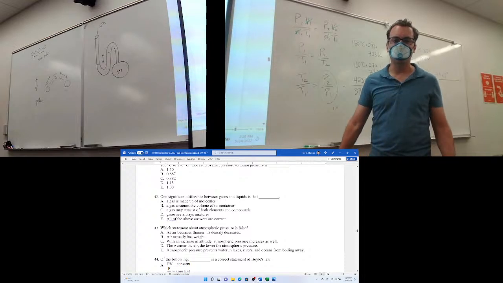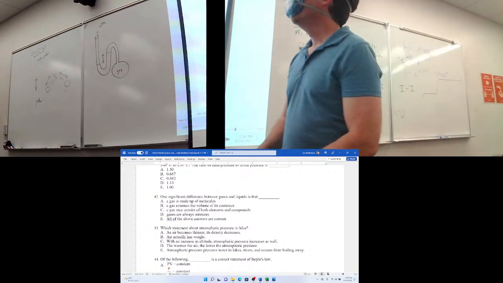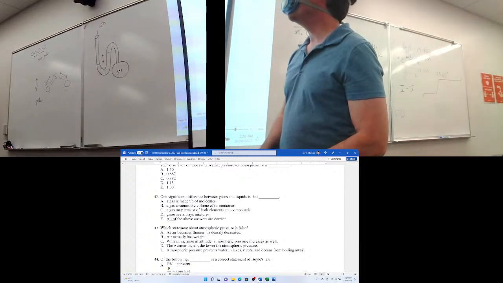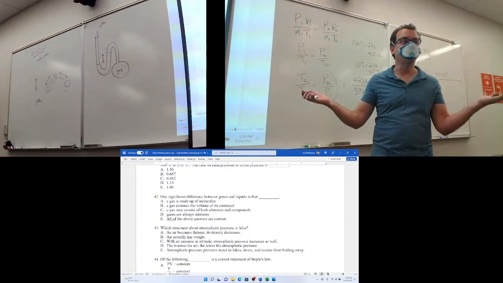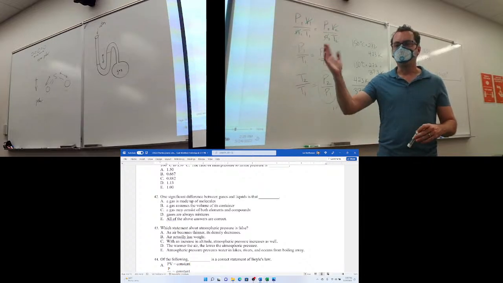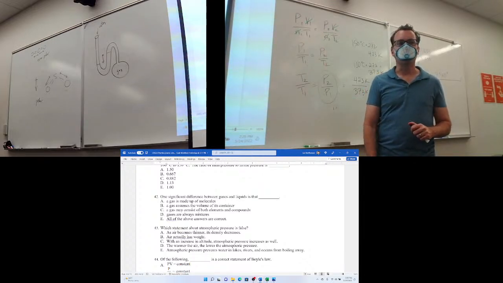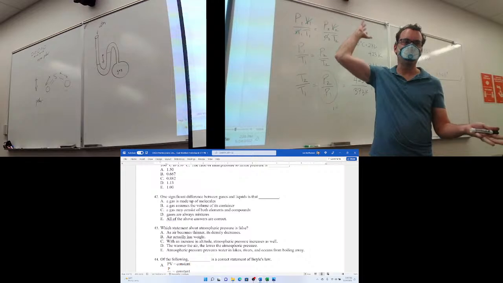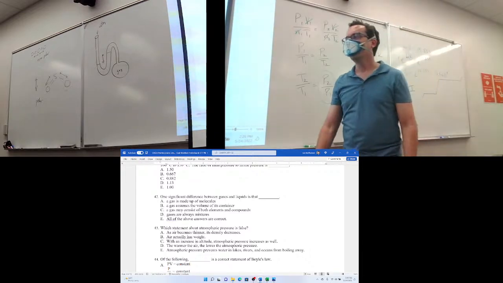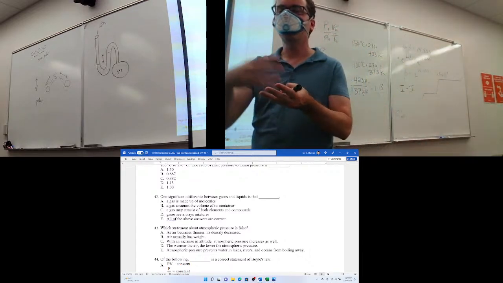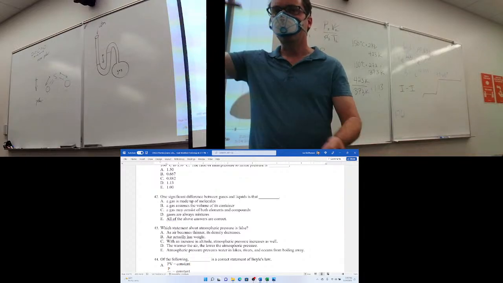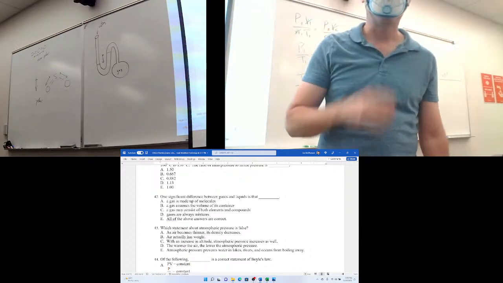Gases and liquids. The big difference here is a gas always assumes the volume of its container. Assumes the shape of the container. So if I put a liter of soda into a 2-liter bottle, it's not going to fill the 2-liter bottle. It's going to be a liter. Whereas if I put a liter of air into a 2-liter bottle, it will expand to fill the 2 liters. It becomes 2 liters.